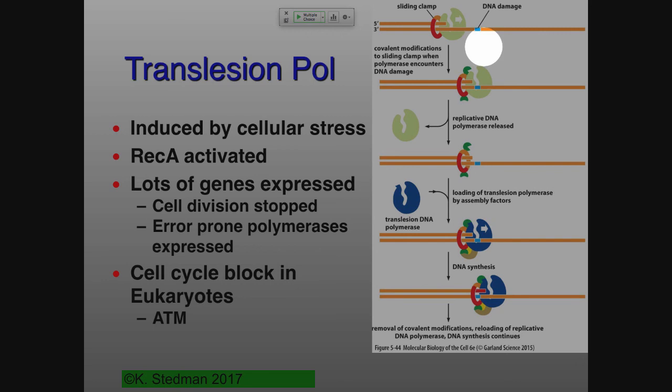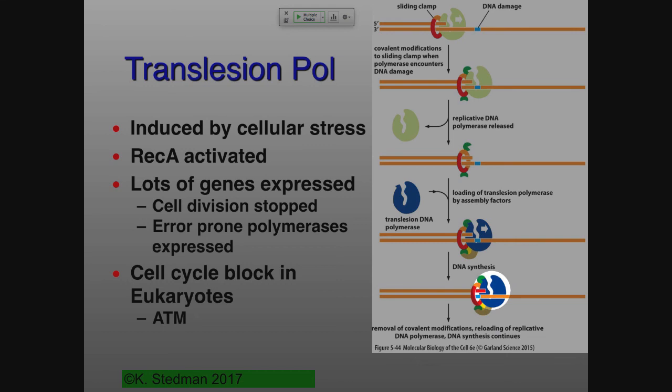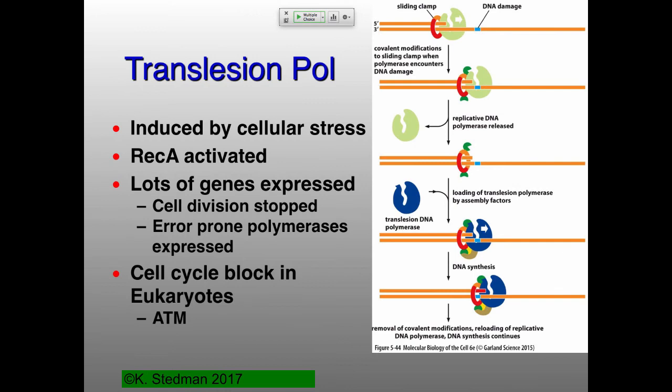So what happens is it runs into one of these problems, and then the sliding clamp will stop here, and this DNA polymerase will be removed. Then a translesion, also known as error-prone, polymerase will bind to the sliding clamp, and it will put in whatever nucleotides across from where you had that DNA damage. And then once it's gone through here, it dissociates. It's not very processive. It does interact well with the PCNA, the sliding clamp. And then you have a 3' OH, a sliding clamp, and a template, so your replicative DNA polymerase can come in and finish replication. And then hopefully your DNA repair machinery will come along and repair all of those problems later on.